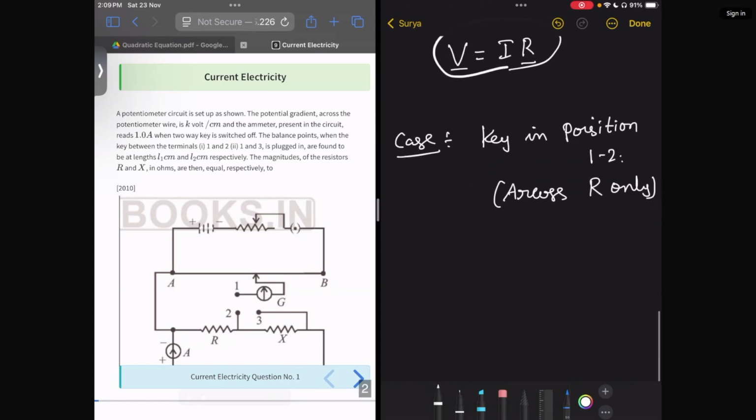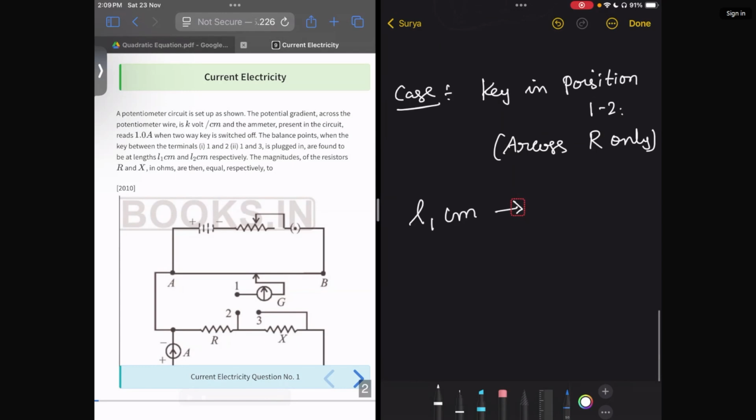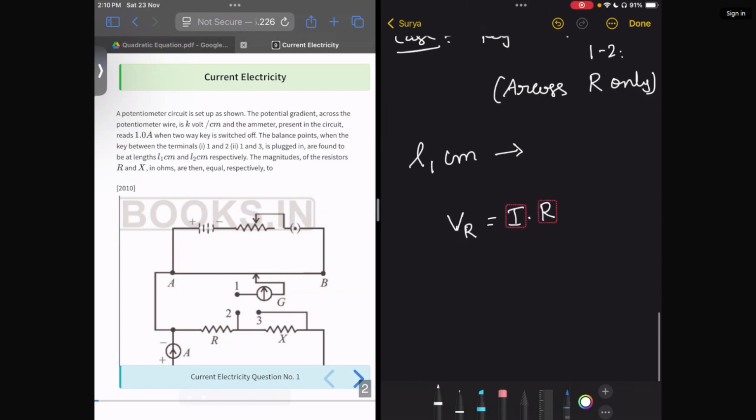Now the galvanometer shows the deflection at some length, which we will take as L1 centimeter, along the potentiometer. So the potential difference across R matches the potential drop across L1. Then we can write V across R is equal to I into R, which is Ohm's law. I is 1 ampere, so V_R equals R.